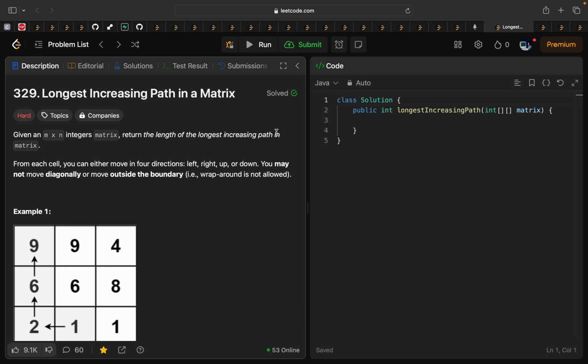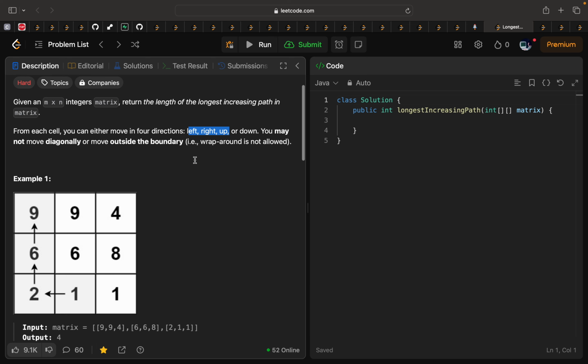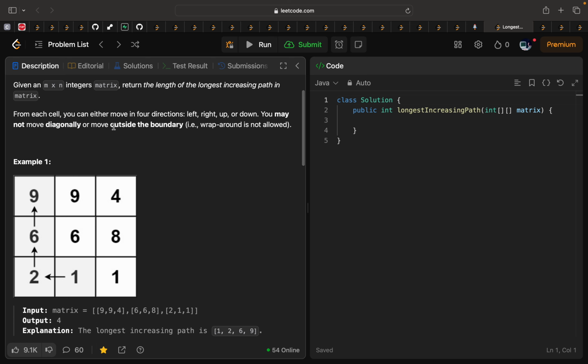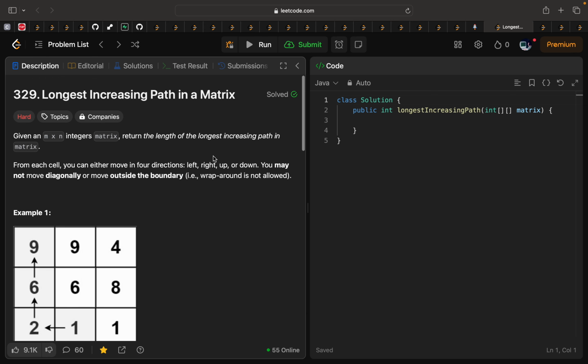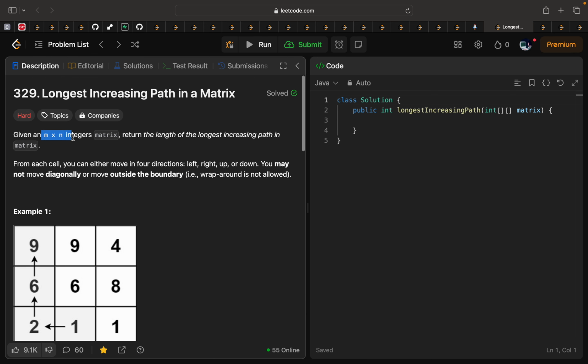So let's read out the problem. The problem says given an m into n integers matrix, return the length of the longest path in the matrix. From each cell you can either move in four directions: left, right, up, down. You may not move diagonally or move outside the boundary. Okay, we are given an m into n matrix. We have to return the length of the longest increasing path.